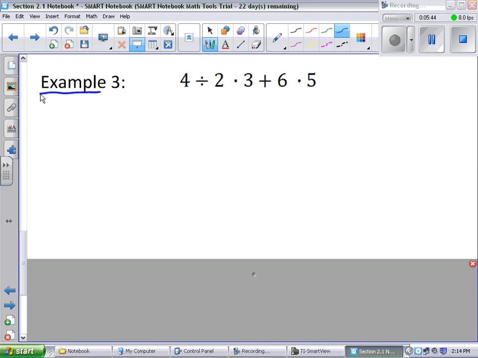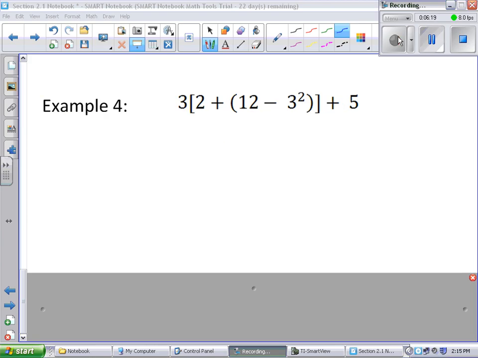Example 3, we need to again remember our PEMDAS. We have division and multiplication. They're of equal importance, so I want to do that in the order that it occurs from left to right. 4 divided by 2 is 2. And then the 2 times the 3 gives us 6. Plus 6 times 5 gives us 30. And then when we add 6 plus 30, we will get 36.